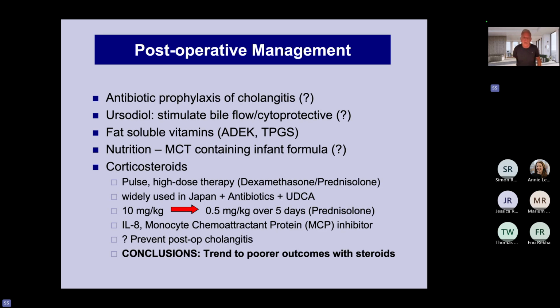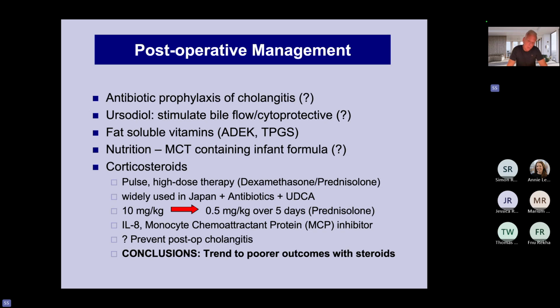One of the great controversies was the use of corticosteroids. Studies more recently looked at pulse high dose therapy of 10 milligrams per kilogram of prednisolone, followed by 0.5 milligrams per kilogram over 5 days. That's the pulse of 10 per kilo, followed by 0.5 milligrams per kilogram.